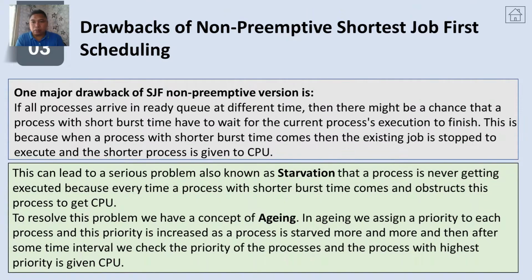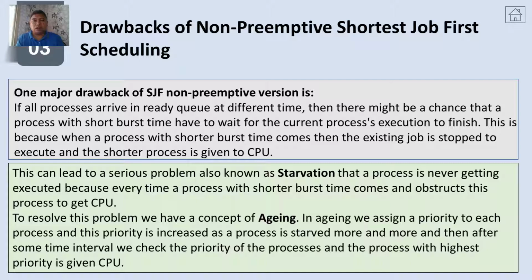The next one is the drawback of non-preemptive shortest job first scheduling. One drawback of the non-preemptive version of SJF is that if all processes arrive in the ready queue at different times, then there might be a chance that a process with a short burst time has to wait for the current process execution to finish. This is because in the preemptive case, when a process with a shorter burst time comes, the existing job is stopped and the shortest process is given to the CPU.